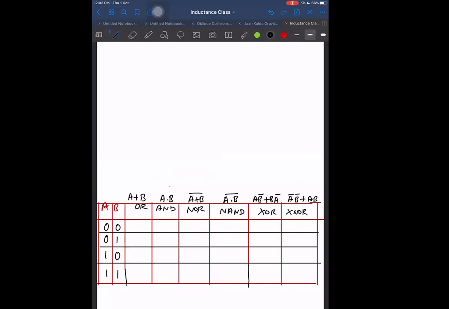As I told you, first of all, simple addition: 0 plus 0 is 0, 0 plus 1 is 1, 1 plus 1 is 1. 0 into 0 is 0, 0 into 1 is 0, 1 into 1 is 1. These basics we should know. In general, 0 into A is 0, 1 plus A is 1. 1 added to anything will give us 1, and 0 multiplied with anything will give us 0. This is something which we should know here.